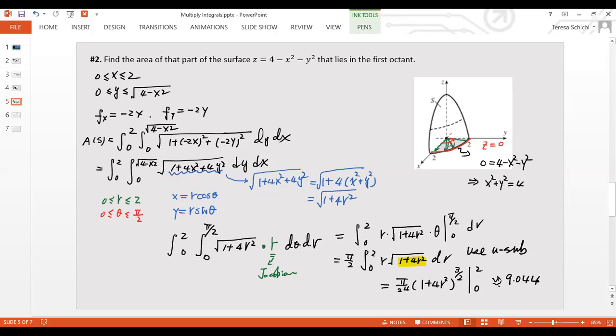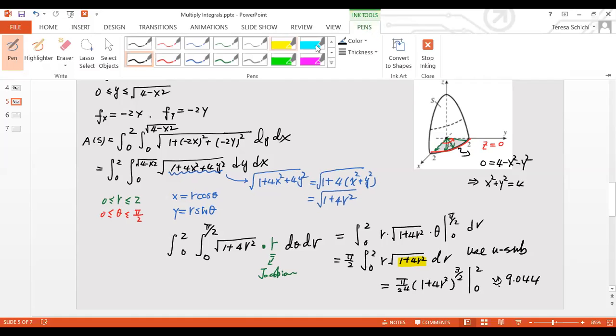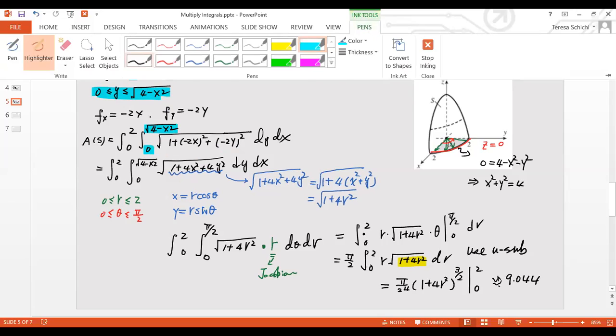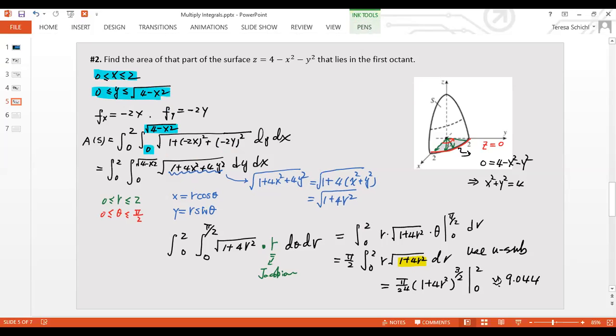So this is a good problem because first we need to know how to set it up. If you look at it in Cartesian, it is very, very complicated. But then we immediately recognize, hey, this integration region is circular, so maybe the polar system will help us simplify it.